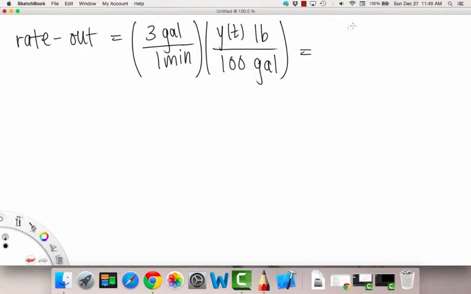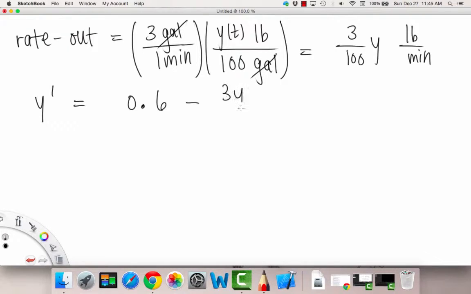Okay, so this is just simplified is 3 over 100 times y. And this is pounds per minute, because the gallons cancel out, right? Okay, so now we have that, and our differential equation now looks like y prime is equal to 0.6 minus 3y over 100, and the units are pounds per minute, but those aren't really that necessary, okay? We just know that. Alrighty, so let's solve for this.